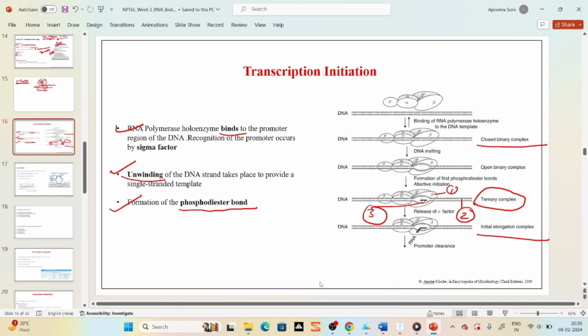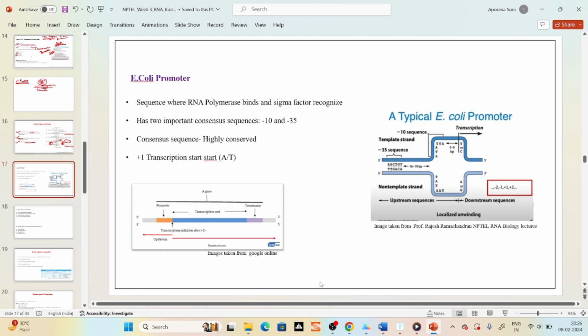As soon as the first phosphodiester bond is formed, the transcription initiation is completed, and then the transcription bubble keeps on moving on the DNA template. It looks like the transcription bubble is walking on the template, and then the phosphodiester bonds are formed and the mRNA is lengthened.